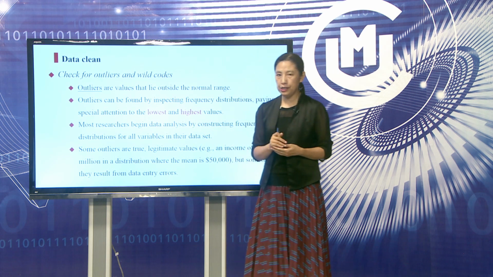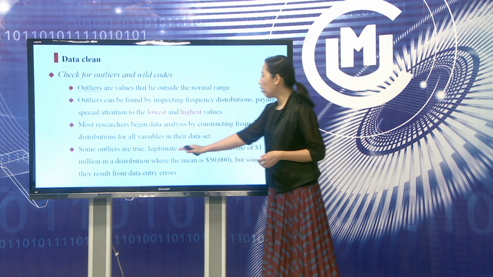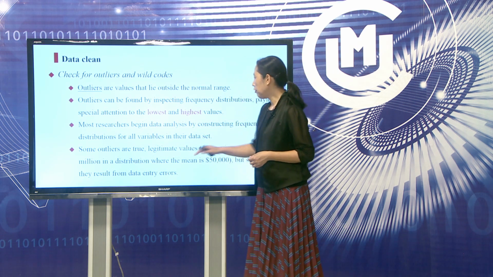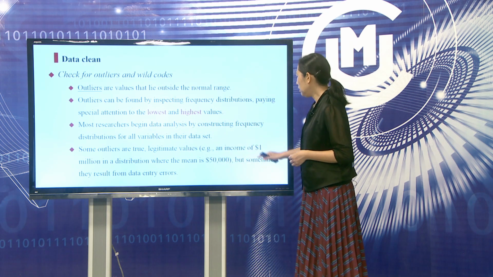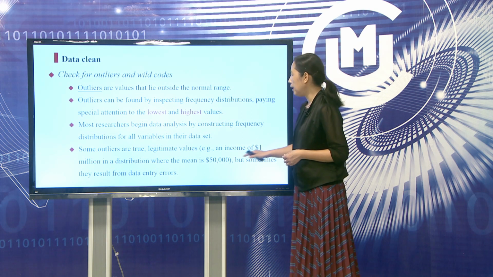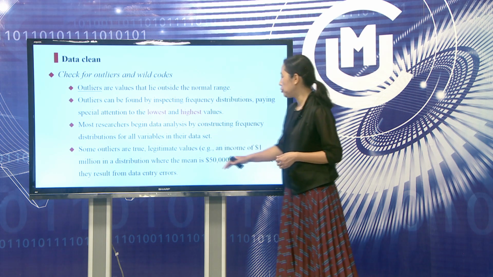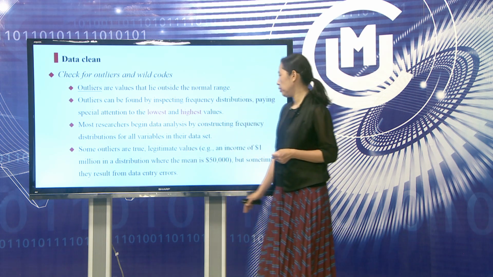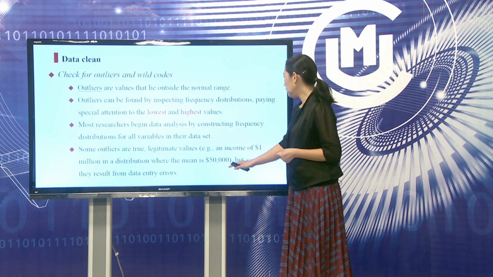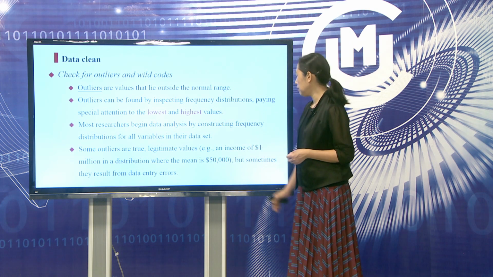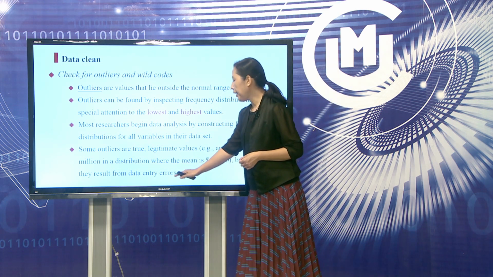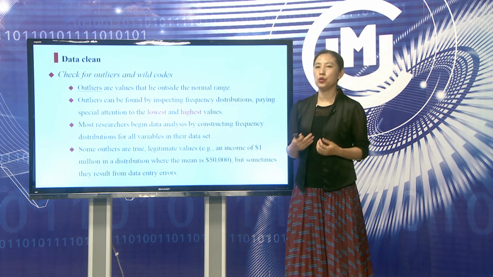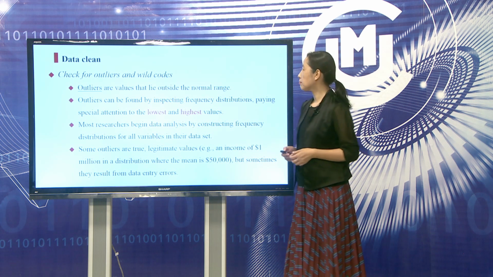But pay more attention. Sometimes some outliers are true. For example, for a question about income, somebody just fills out 1 million income in a distribution. It might be true, even though the mean is $50,000, but sometimes they result from data entry errors. So you need to make your own decision.